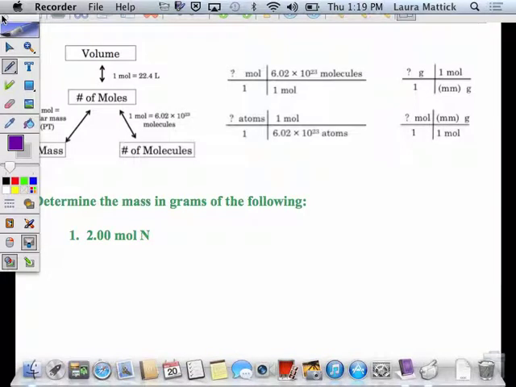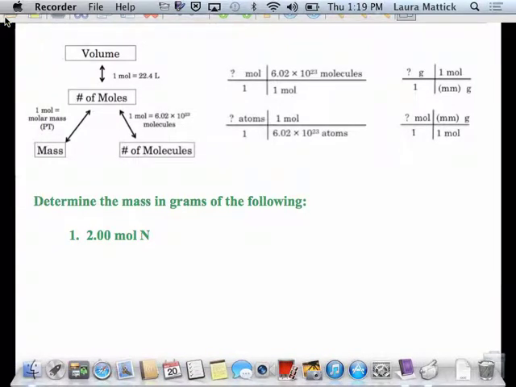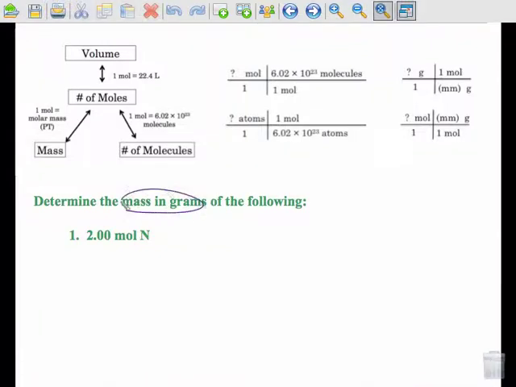So what we're going to do today is mole conversion problems, and I've given you a couple graphics at the top. One is going to show you conversion factors, and the other one is how to use the tic-tac-toe board. So we're going to first do number one, and the directions for number one is to determine the mass in grams of 2 moles of nitrogen.